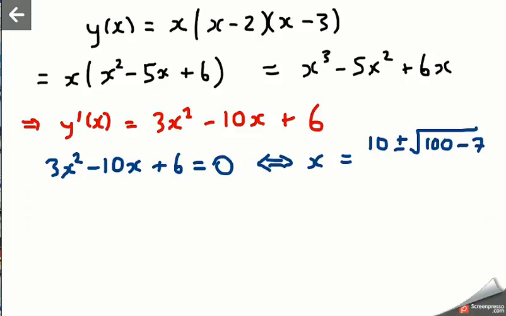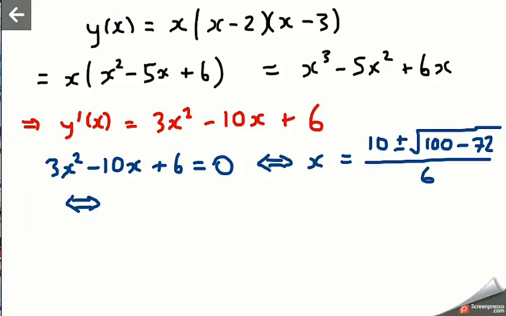So 100 minus 72. And then this whole thing is divided by 2a, so divided by 2 times 3, which is 6. And so that's equal to 10 plus or minus the square root of 28, divided by 6. Now the square root of 28, because 100 minus 72 is 28, the square root of 28 is approximately 5.3.